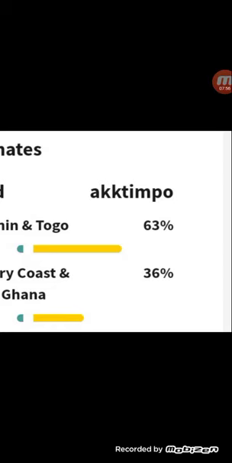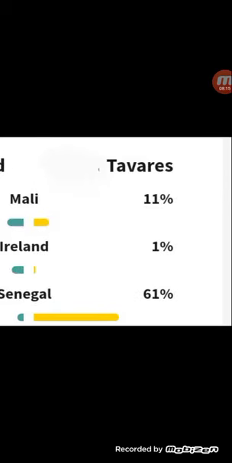Okay, this one's Akatempo, 63% Benin and Togo, 36% Ivory Coast and Ghana. Turns out this person right here was actually from Ghana. I believe this is one of my only cousin matches I found that was from Ghana. And Traverse, this one right here was from Cape Verde. I mentioned this earlier in the video.